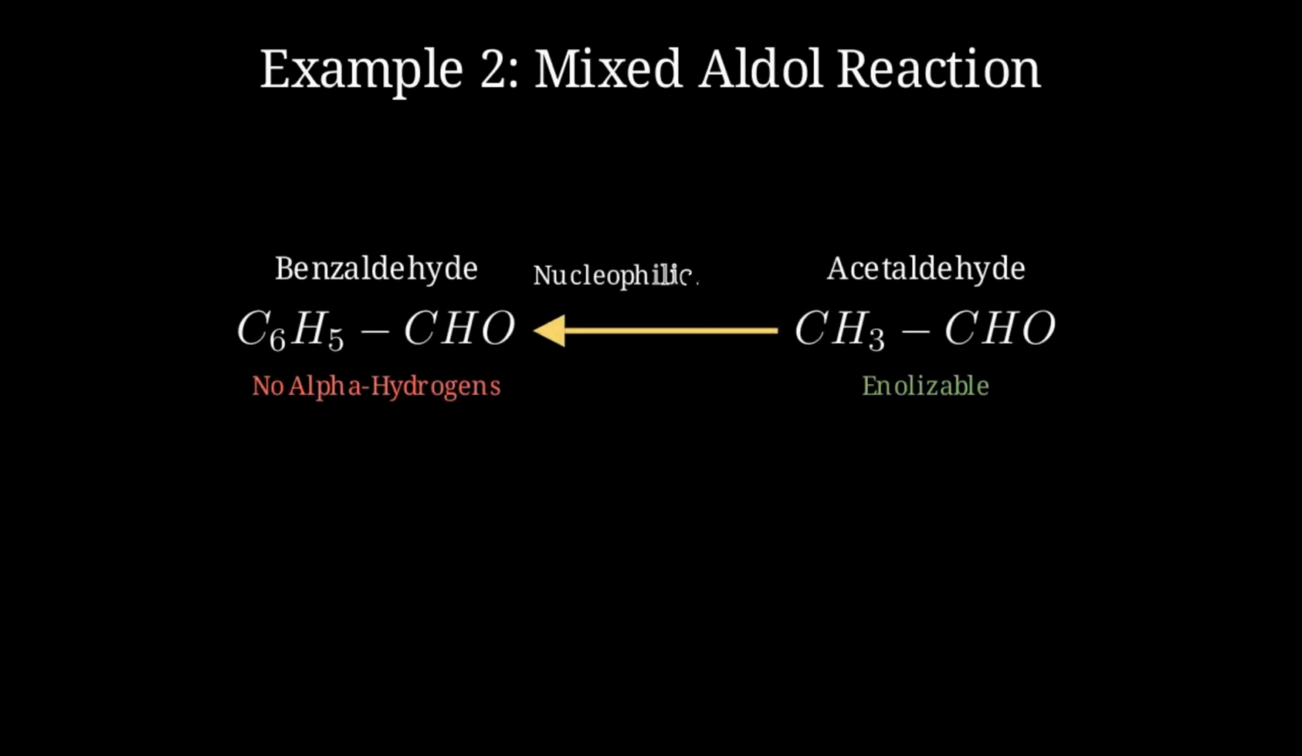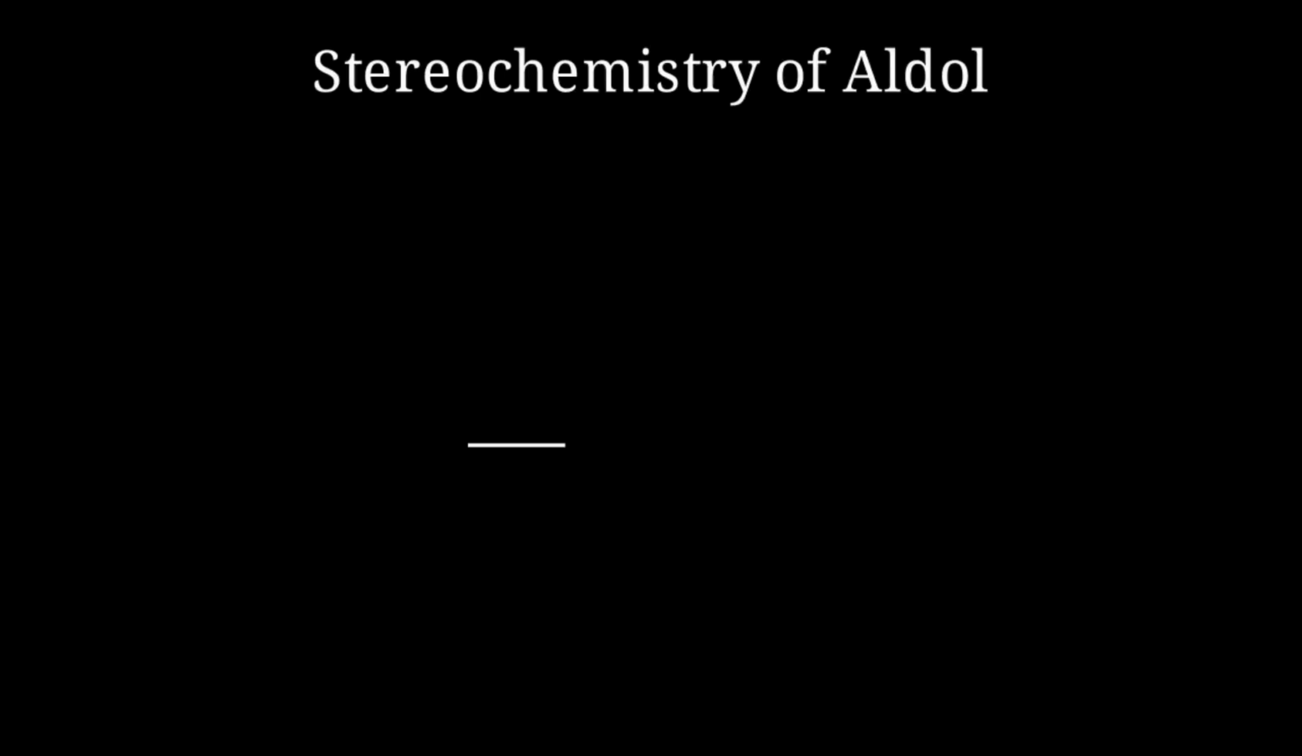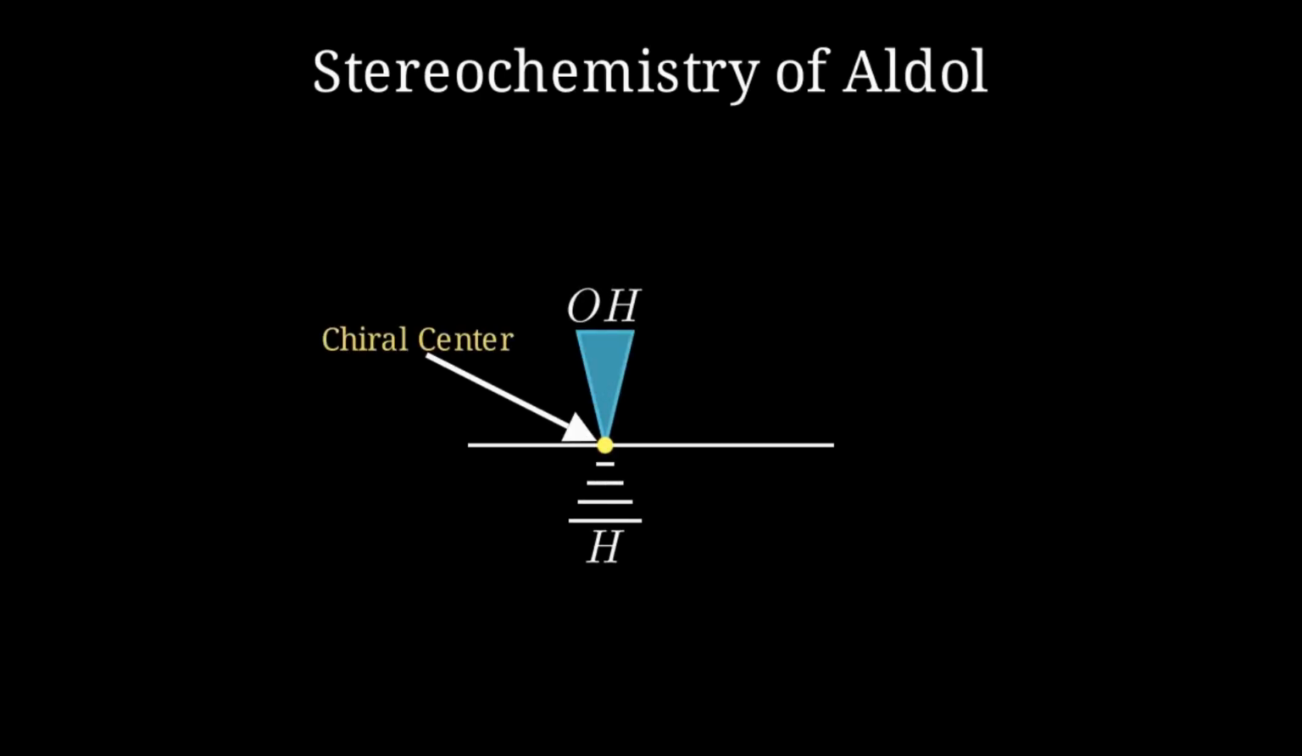If one molecule, like benzaldehyde, lacks alpha hydrogens, it cannot form an enolate, which helps control the reaction to produce a single major product. Because the enolate is planar, the nucleophilic attack can happen from either side of the carbonyl group. This typically results in a racemic mixture of enantiomers unless a chiral catalyst is used.